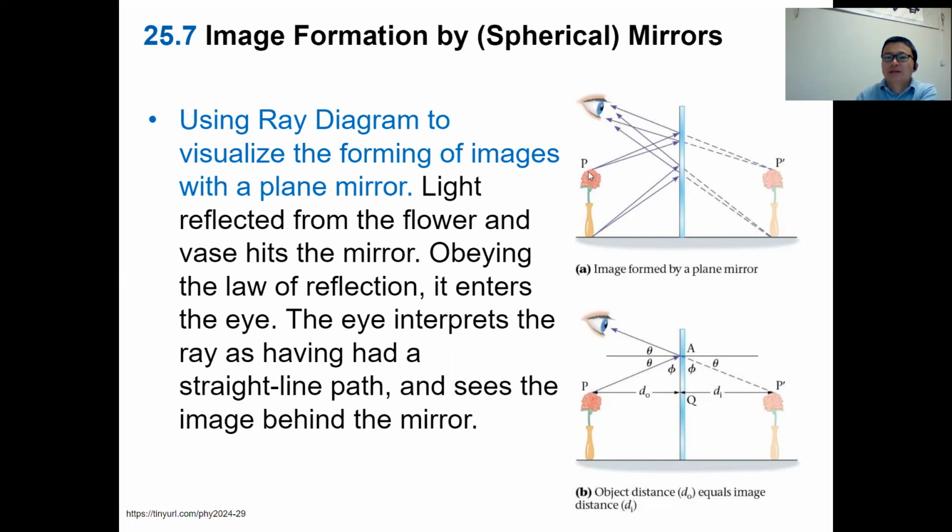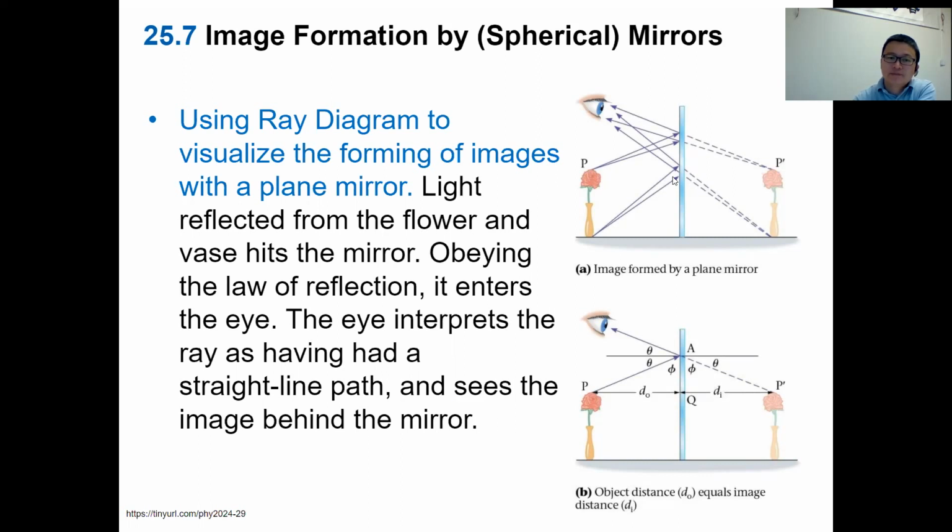Similarly, for the top of this flower over here, you can draw 2 rays, hit the mirror, and then get reflected into your eye. Then you can back extend those 2 rays into your eye. They appear to be coming out from a point behind the mirror. Okay, so that's the top of the image for the top of the flower in the mirror. So this process is called the ray diagram.